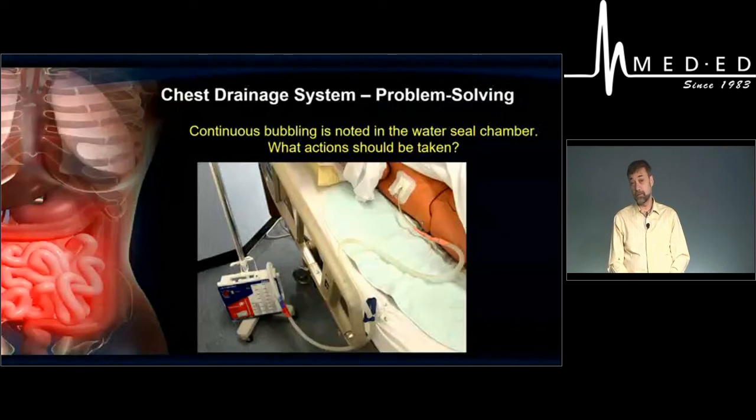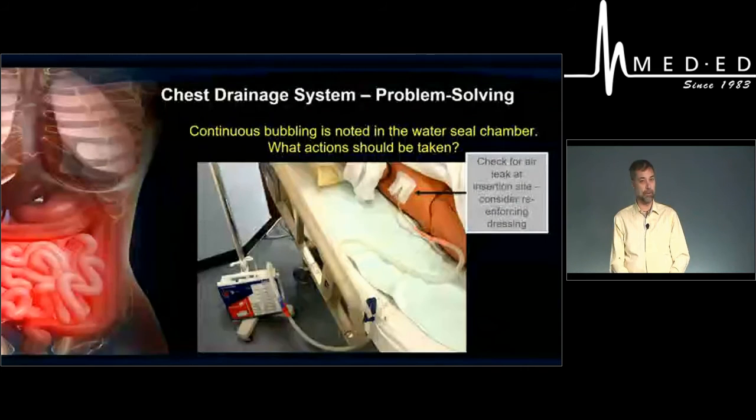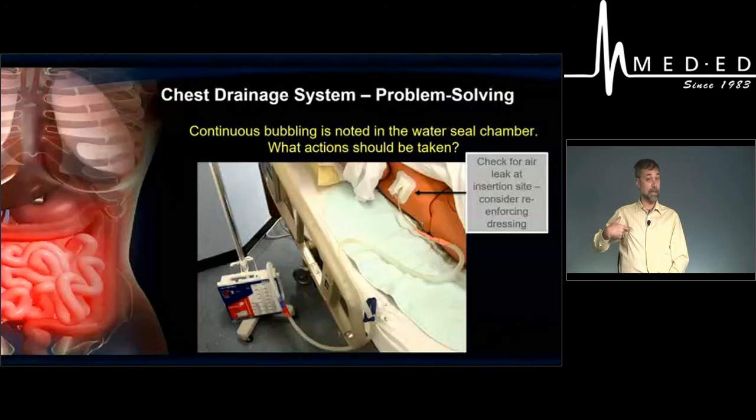So the first thing you should consider, I should say, when continuous bubbling is noted in the water seal chamber, is to check for an air leak at the site. As a flight nurse, I have to put in chest tubes. So look at my finger. It's pretty stubby and fat, right? So when I make an incision and I tunnel my finger up through the ribs into the pleural space to make a hole for the chest tube, the hole's got to be at least as big as my chubby old finger, right? And so that's going to be a fairly big external hole.